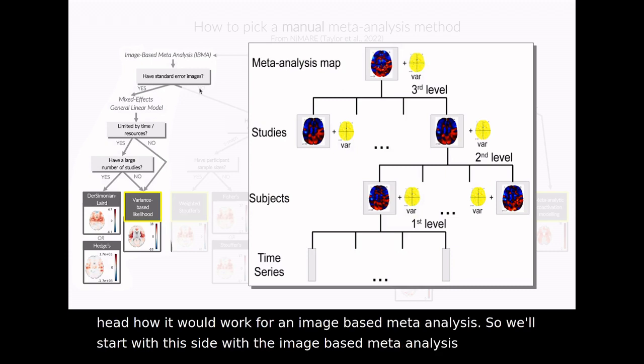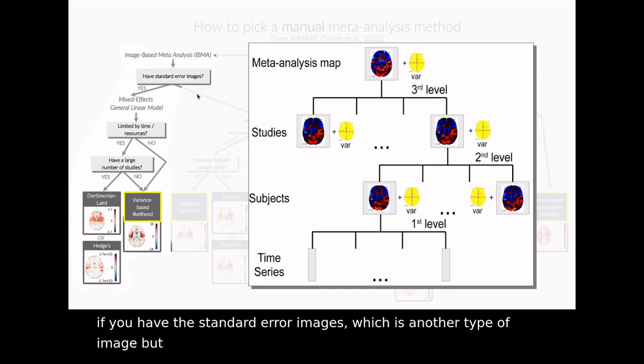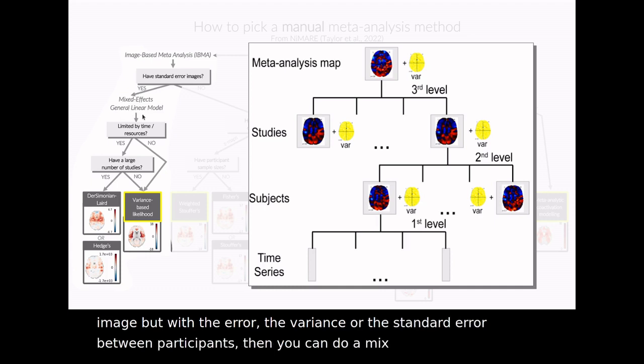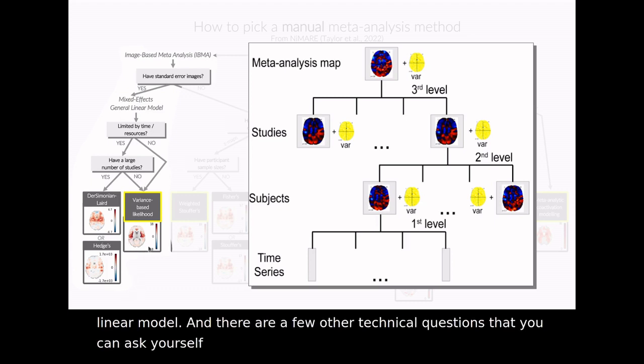First of all, if you have the standard error images, which is another type of image, but with the error, the variance or the standard error between participants, then you can do a mixed effects general linear model. And there are a few other technical questions that you can ask yourself in order to choose which specific method, but generally it works like this.